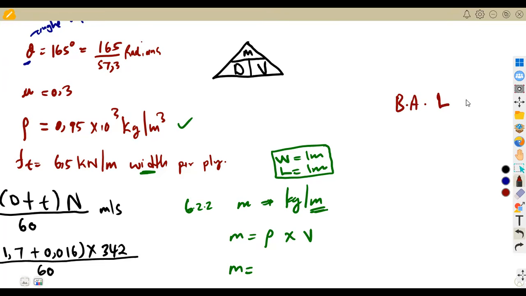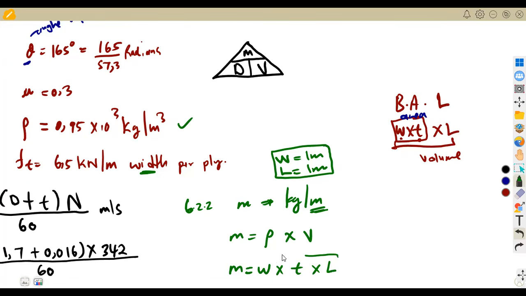But here we shall consider the length of the belt, and the base area, which is the area of the belt, is the product of the width and the thickness of the belt. The width times the thickness gives us the area, and times the length of the belt we now have what we call the volume. So this is our volume, and this is our area. The formula is the width times the thickness times the length, which is our volume. This part, width times thickness, is our area.